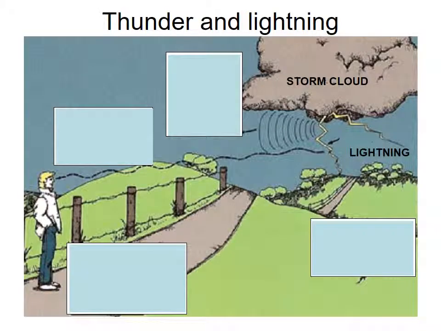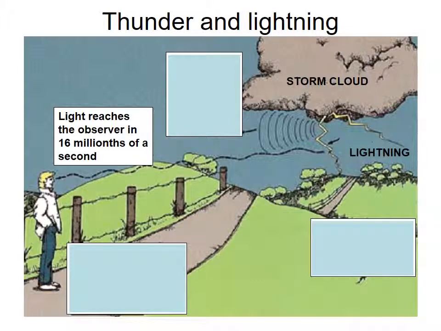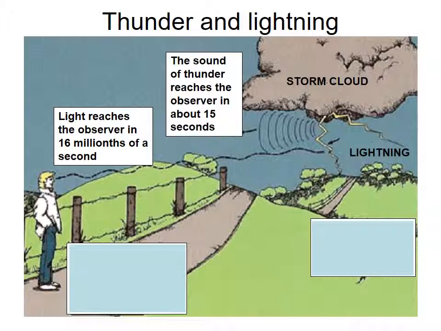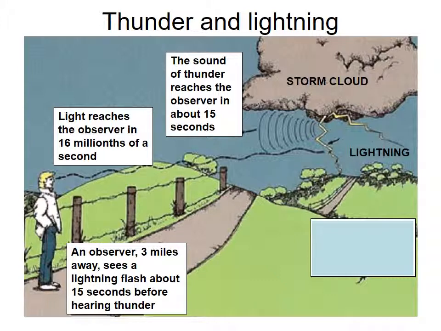So thunder and lightning. This is quite common here, so it's a good way to measure how far the storm is away. Light reaches the observer in 60 millionth of a second, whereas the sound takes about 15 seconds. Therefore, if an observer 3 miles away sees a lightning flash about 15 seconds before hearing the thunder, every 5 seconds difference equates to around a mile. So you can get an idea of how far the storm is from you.